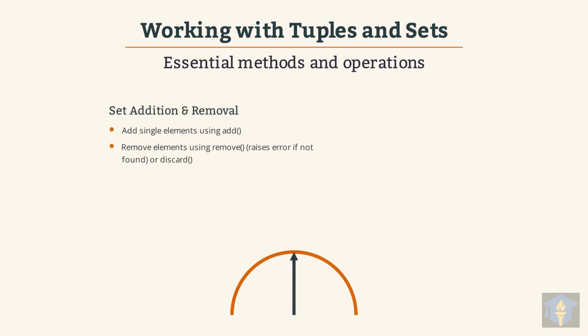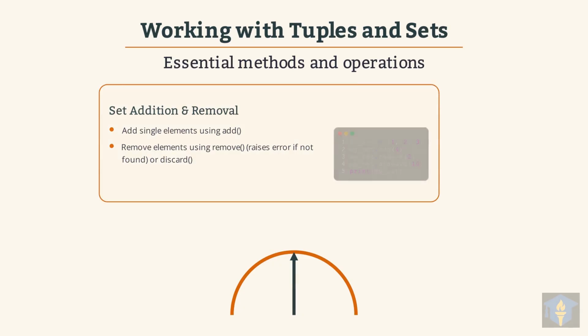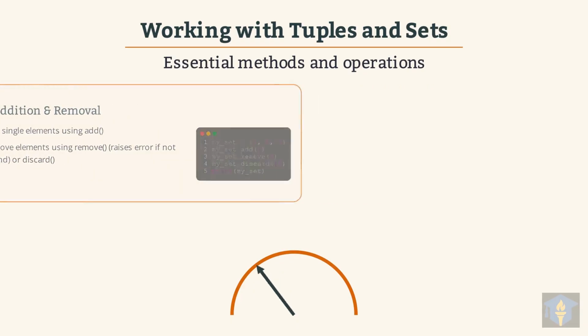Next, let's look at how to add and remove elements from sets, which are mutable and dynamic. You can add single elements using the add method. To remove, use remove, which errors if not found, or discard. This code demonstrates adding an element with add, removing with remove, and safely discarding with discard, even if not present.